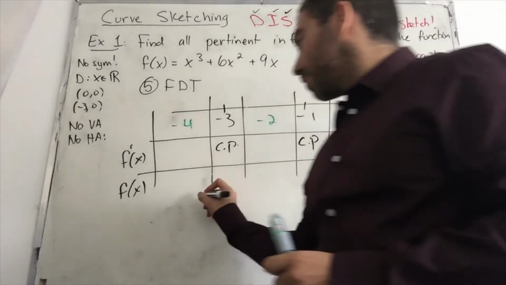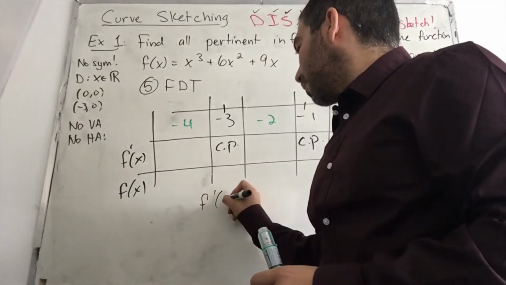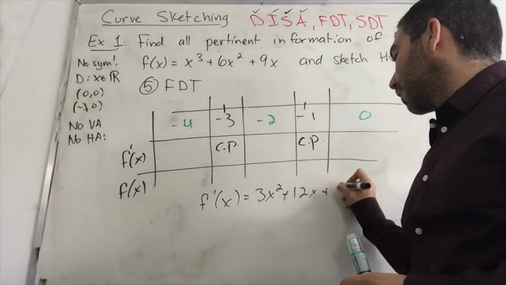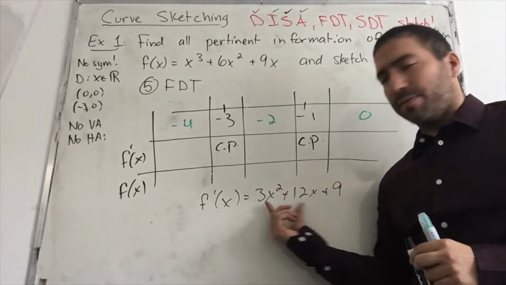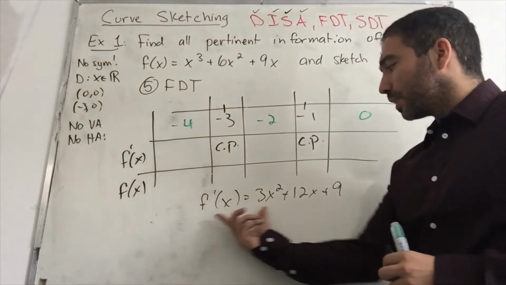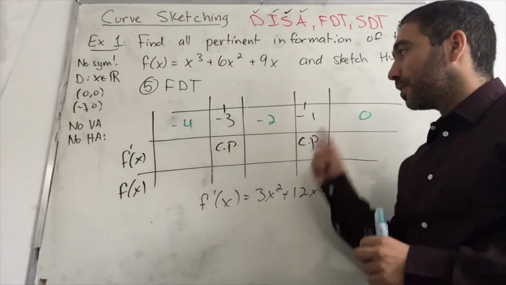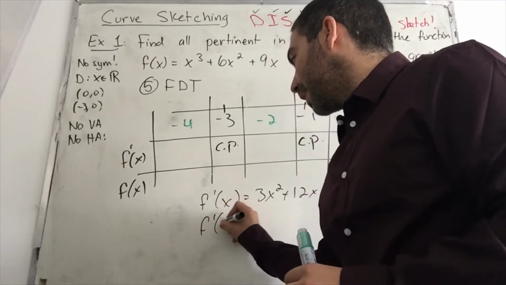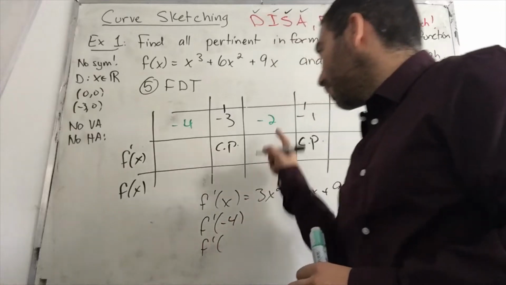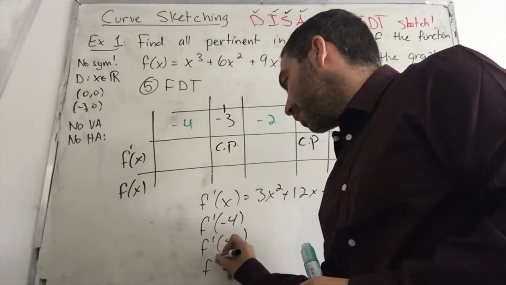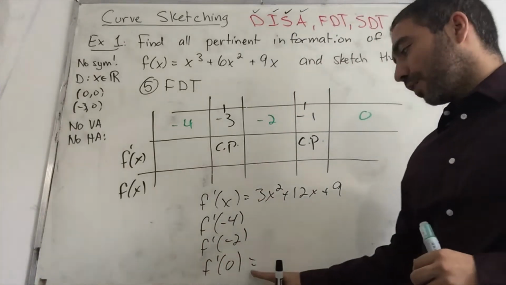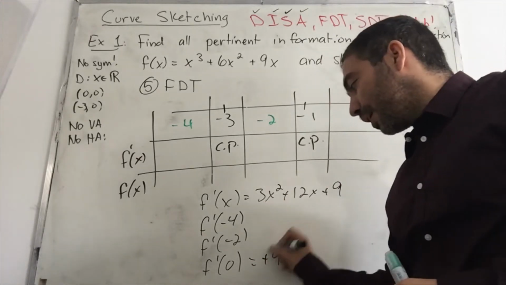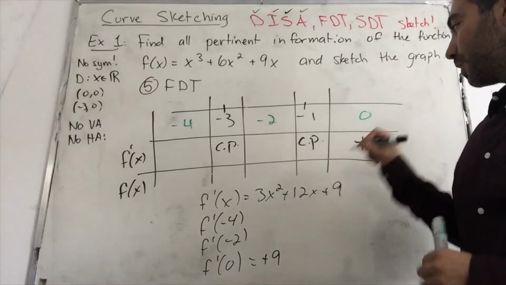The first derivative was f prime of x, which is 3x squared plus 12x plus 9. This was our first derivative. You don't have to factor out the 3, we could use this as is. So let's plug in our test points. We'll test f prime of -4, f prime of -2, and f prime of 0. Starting off with 0, it's easy. I'm just going to plug in 0 here. We get positive 9. We just care about the sign, so this was a positive value.